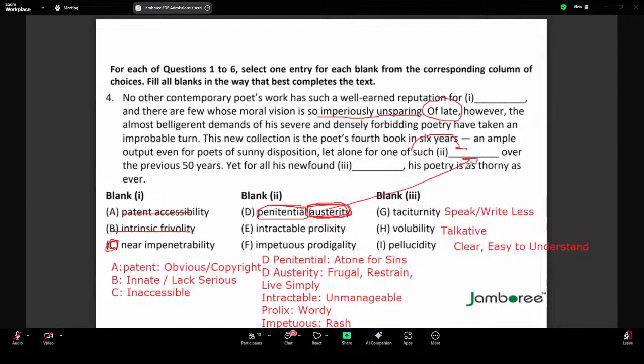The opposite of prolix would be writing a lot, or prolific for that matter. Prodigality is wasteful. So this one will also not work, penitentiality. And then the last one: yet for all his newfound, that means he's writing a lot, which is volubility, his poetry is as thorny as ever. That means still very prickly as ever.